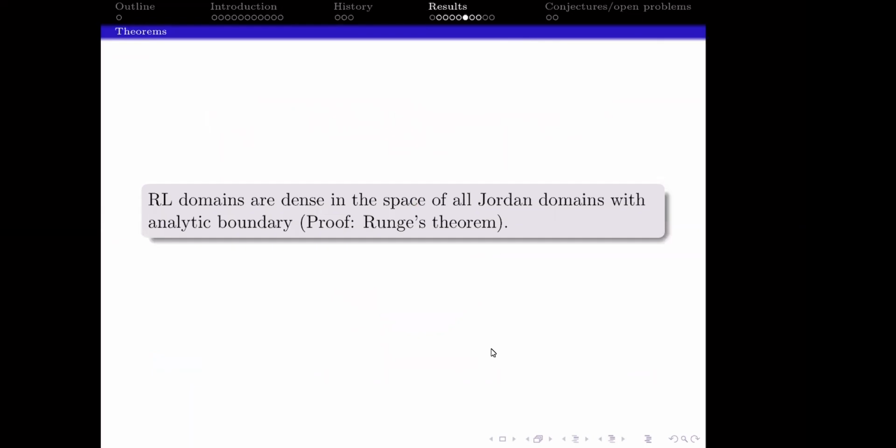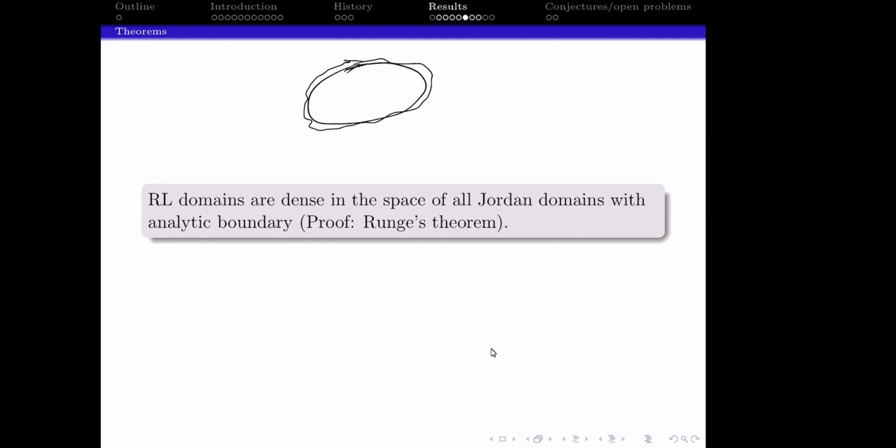And you might be wondering, in one sense, RL domains are plentiful. Because you might think, okay, I will draw some domain, why is an RL domain special? So in one way, even though it's not very useful, they are actually dense in the space of all Jordan domains with analytic boundary. So you draw some nice domain. The claim is that this is a nice proof, essentially a modification of Runge's theorem. So you can show that near this domain there is an RL domain. You draw any nice domain with analytic boundary, a simply connected Jordan domain, then near it there is an RL domain.